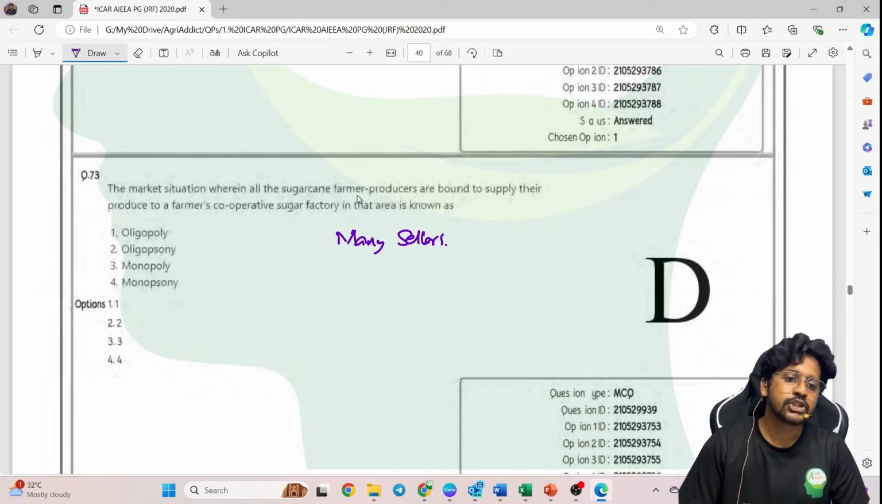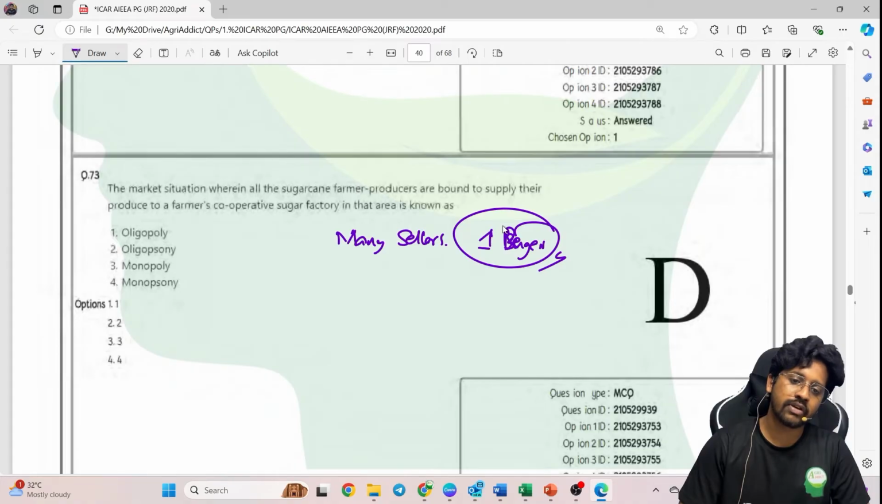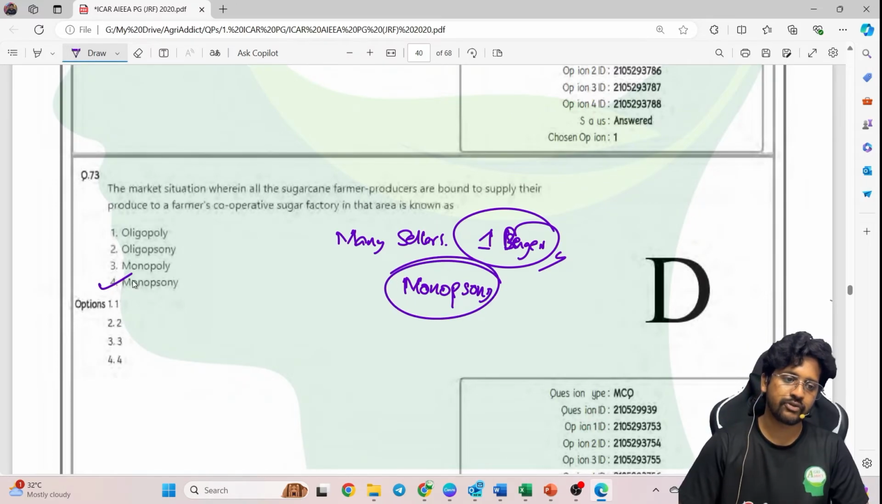There are many sugarcane farmer producers, so there are many sellers, but they are bound to supply. They are in a contract that they will be providing all those produce to a single farmer cooperative sugar factory. So there is just one buyer, right? If there is only one buyer and many sellers, what will be the situation? It will be considered as the opposite of monopoly, that is monopsony. So therefore option 4 will be the correct answer.